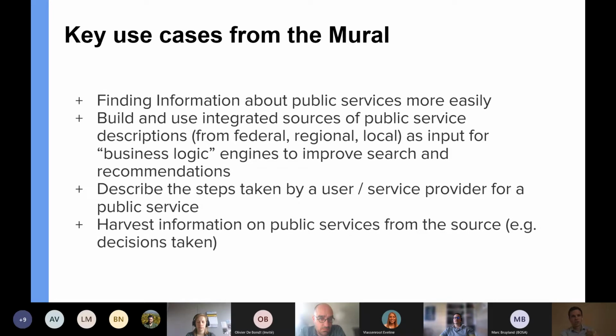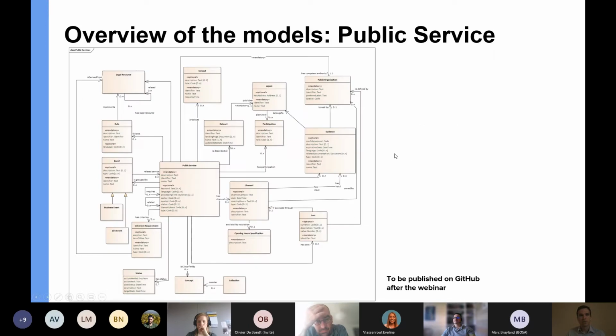Thirdly, we mentioned that we would like to really describe the steps taken by different parties, different people with different roles in order to provide or receive a public service. And related to the second one, we'd like to be able to harvest information directly from the source. So not only from different sources, but also directly from the source where the decisions are taken. So it can be sometimes at local level, it can be at any different levels of administrations. And based on those use cases, we have defined this model.